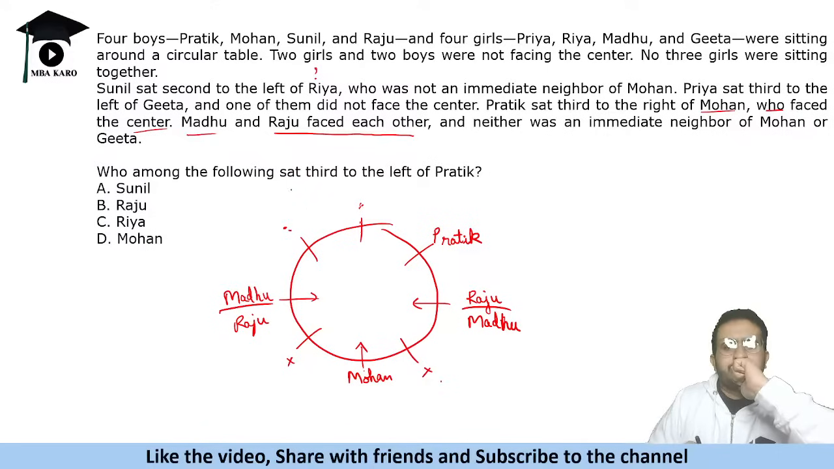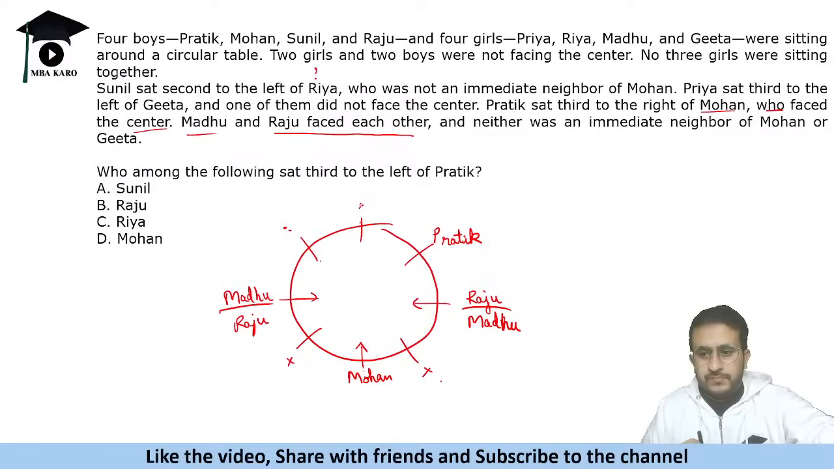Raju and Madhu are here, because if they are opposite, they have to be here, or these two have to be here and here. Ria is not an immediate neighbor of Mohan, so Ria cannot be here. Ria will be in these two places, and Sunil is second to the left of Ria.